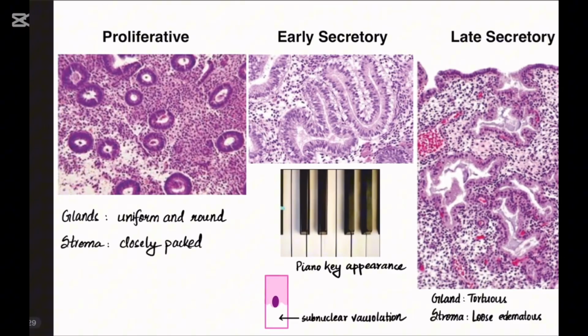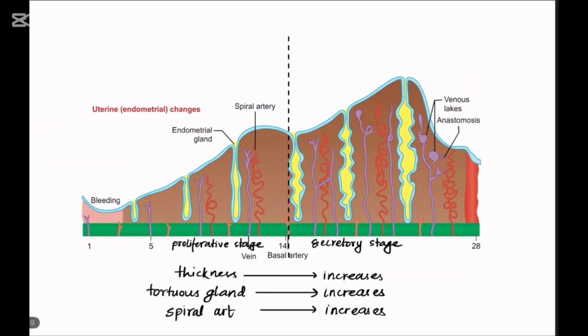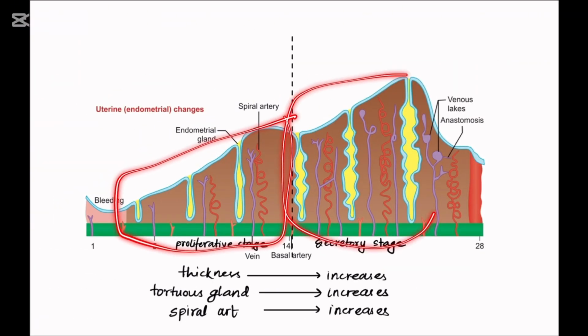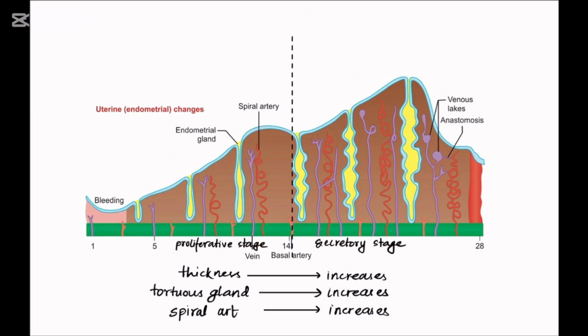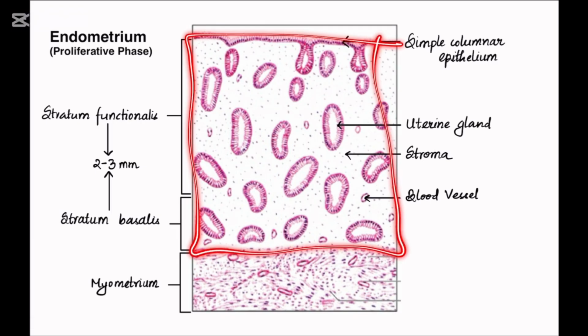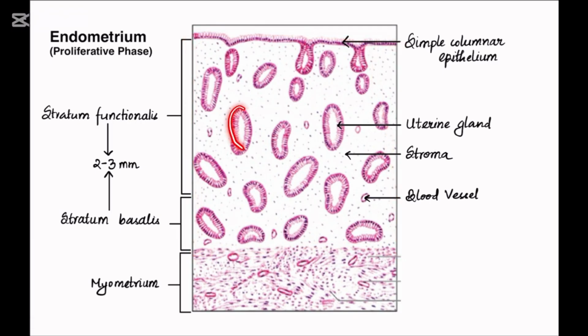One last revision. So the endometrium can be found in two different phases, the proliferative phase and the secretory phase. In proliferative phase, the thickness of the endometrium is 2 to 3 millimeter. In secretory phase, the thickness of the endometrium is 5 millimeter. Here's the proliferative phase, 2 to 3 millimeter. In proliferative phase, the uterine glands are round and uniform.